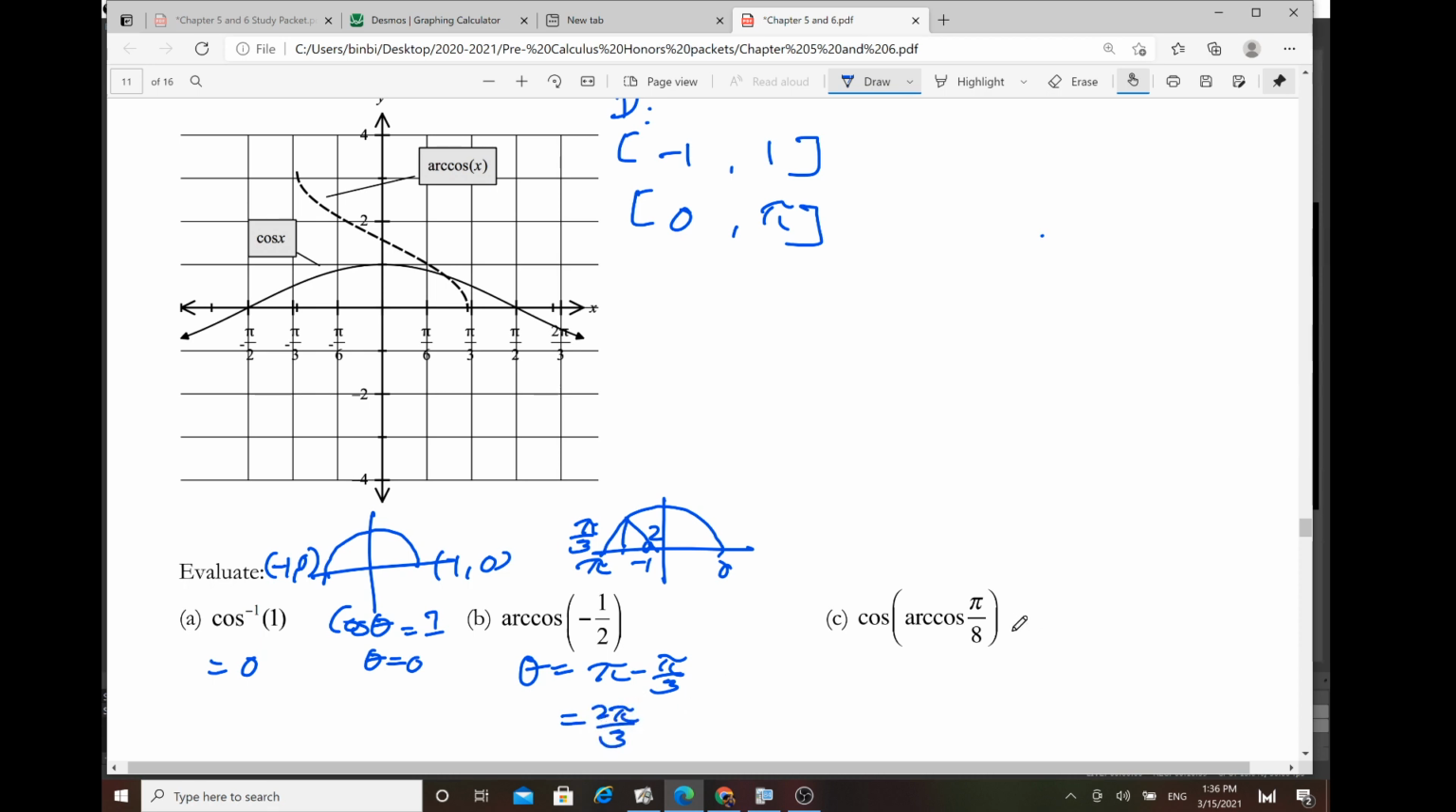And then arc cosine of pi over 8, and then cosine of that. So again, arc cosine of pi over 8 is written as cosine of theta equals pi over 8. And then cosine of that angle. Well, the angle would be considered unknown, so we don't know what that is. But pi over 8 is just the ratio. It's in the first quadrant, so that means we're just going back to the first quadrant. So that would be the exact same ratio, pi over 8. That one is a little bit tricky.